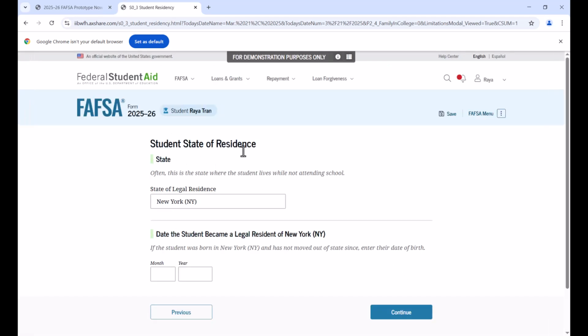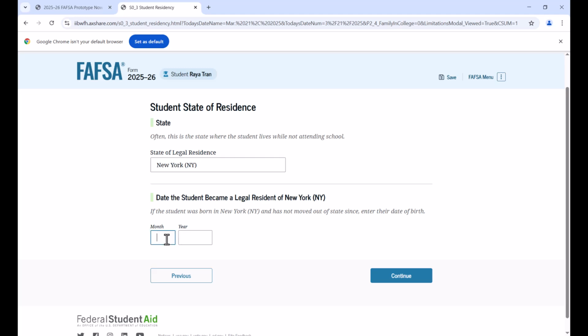It is then going to ask you about the student's state of residence. Whatever state of legal residence they reside in, they're going to put that information here, as well as the month and year they became a legal resident. So if they have been in this state since they were born, then you're going to put, of course, the month and year that they were born.